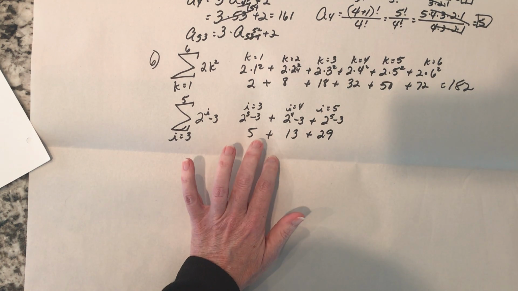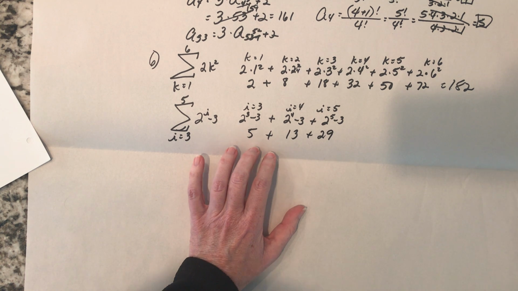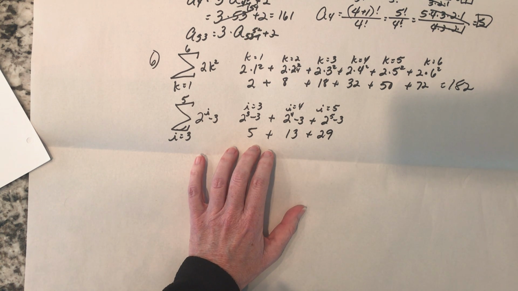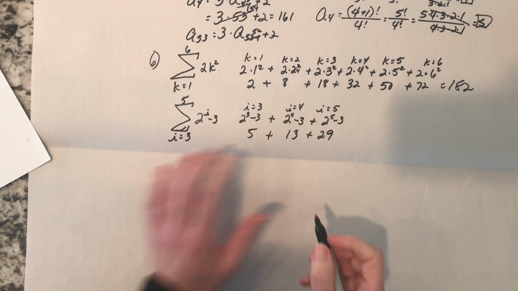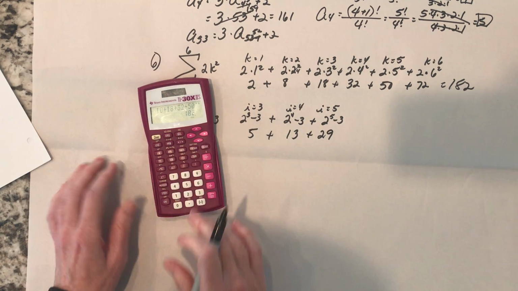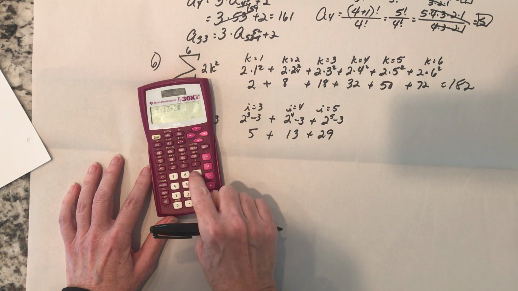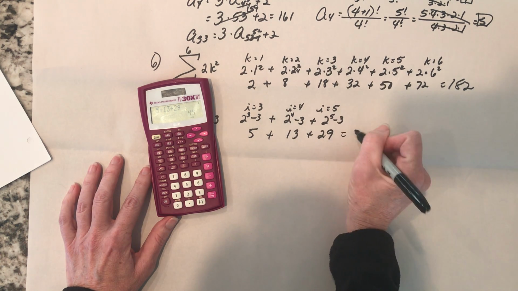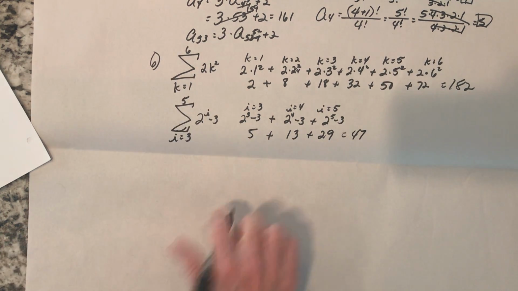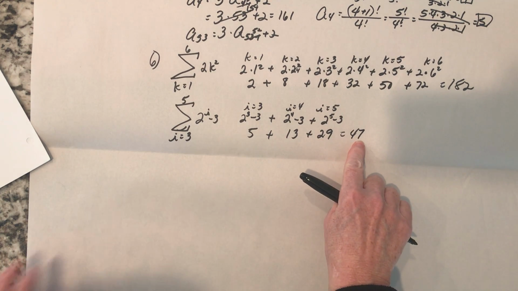2, 4, 8, 16, 32. 32 minus 3 is 29. Yeah, my notes are bad. Oh, I see what I did. Okay, let's look at what we've got here. 5 plus 13 plus 29 equals 47. So that's expanding it out and evaluating it.